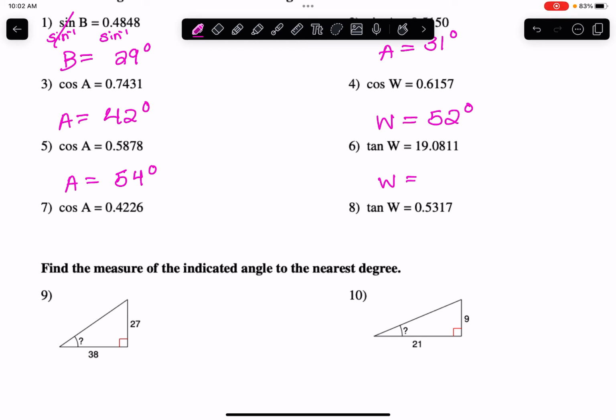We have tangent, so we're going to do the inverse. So inverse tangent of 19.0811. And we're going to get 87 degrees. Again, this is all rounding.